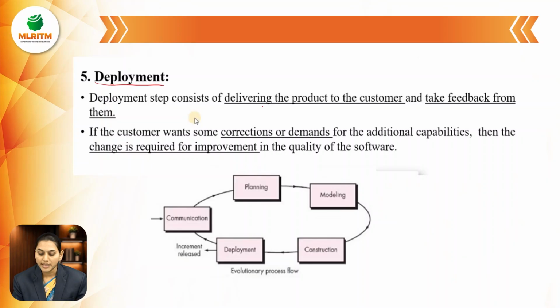The deployment step consists of delivering the product to the customer and taking feedback from them. If the customer wants some corrections or demands additional capabilities, then the change is required for improvement in the quality of the software. After deploying the project to the customer, if he wants any corrections while using it, we can maintain the project. These are the five framework activities: communication, planning, modeling, construction, and deployment.